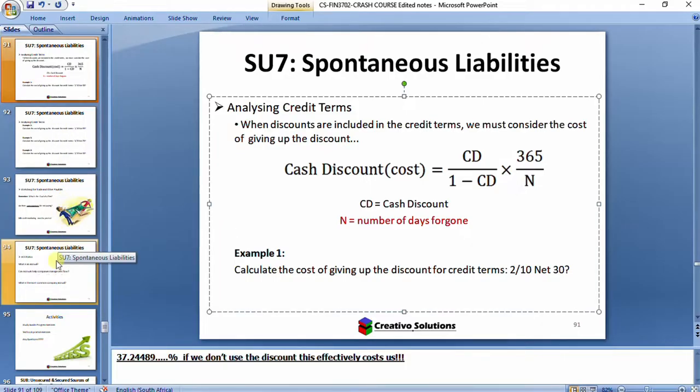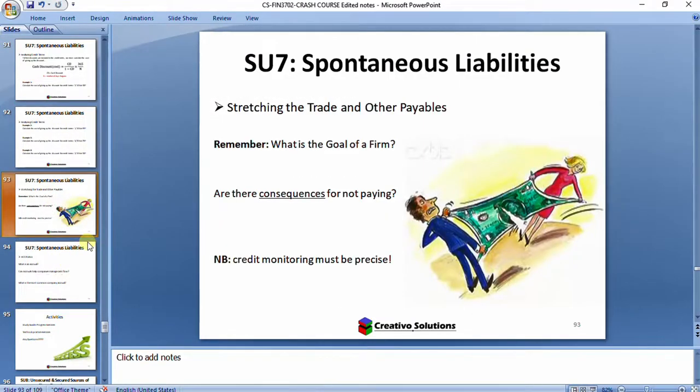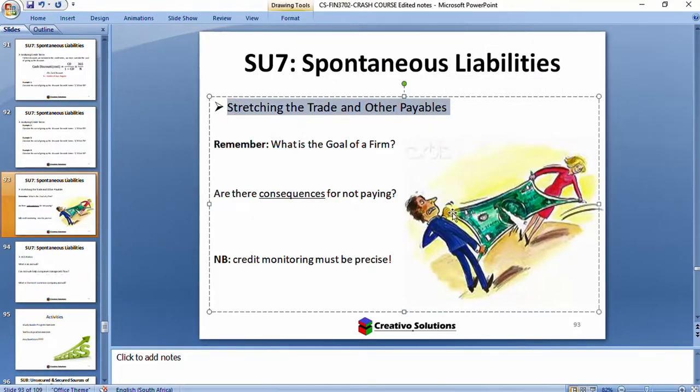We're almost there. We've got one more section to cover. I'm not going to spend too much time on these theory questions. We know how important it is to pay later. You started today's session by telling me that we should pay our creditors as late as possible. So you know what the goal is: to stretch out that payment as far as possible.